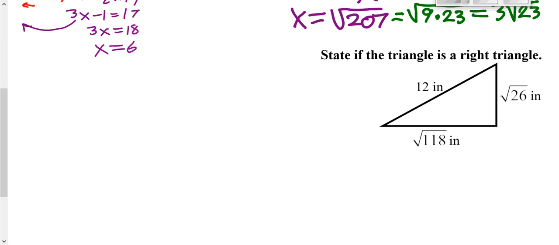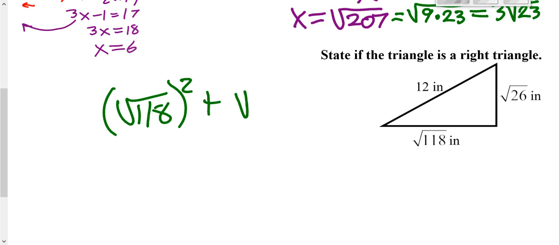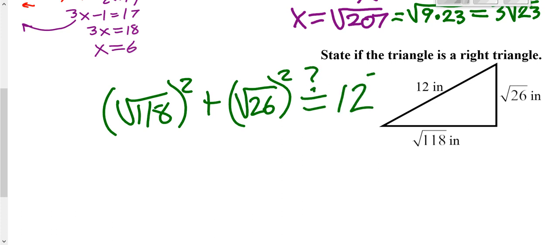Now you guys could probably estimate this. If you estimate this, you get about 10.8 here on the bottom side, and then here you get about 5.1. So we know these two sides with the roots are the smaller sides. So we can go the two smaller sides, those that we just worked out with the roots. We can go root 18 squared, plus your other short side squared. And then we are wondering if that's going to be equal to our longest side squared.